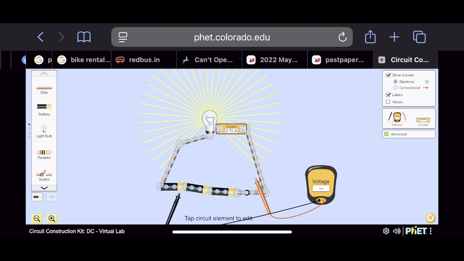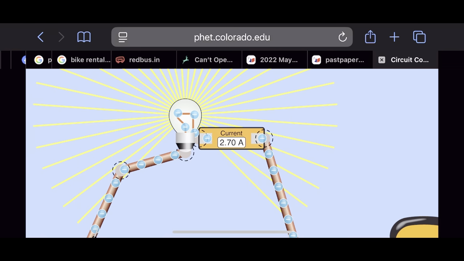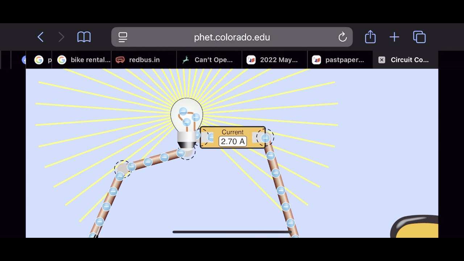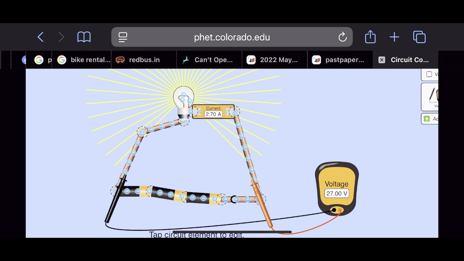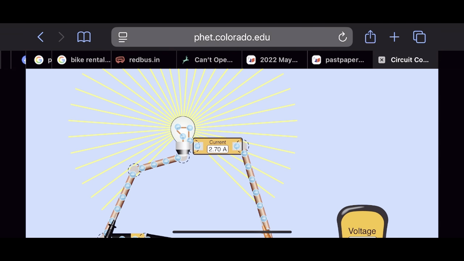So what's happening now? The potential difference is, yeah, you guessed it right, it must be 27 because you have used 3 batteries of 9 volts each. Potential difference is 27. And what current do you observe? You see a current of 2.7 amps. Current also increased by 3 times. As you increase the voltage by 3 times, current also increased by 3 times.